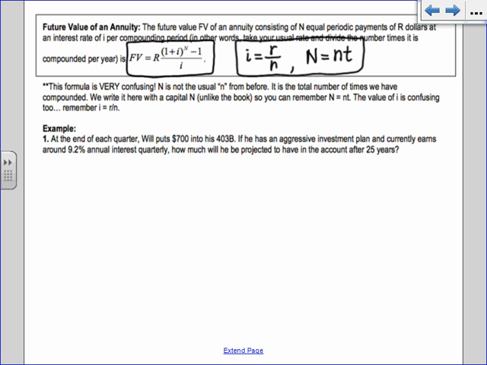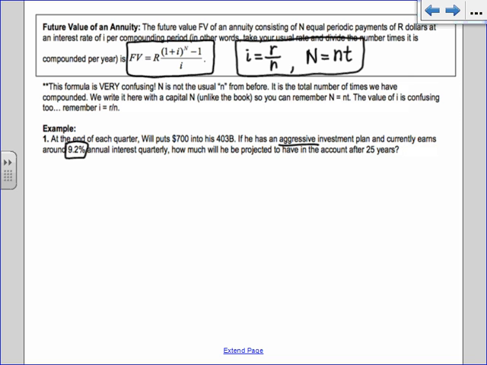It will say, based on how you're investing right now, if you continue investing this way for 40 years, you're expected to have this much money. So it's nice. It tells you how much you should be expected to have. So he has an aggressive plan, and he is making a whopping 9.2% annual interest, compounded quarterly. So how much will he be projected to have after 25 years?